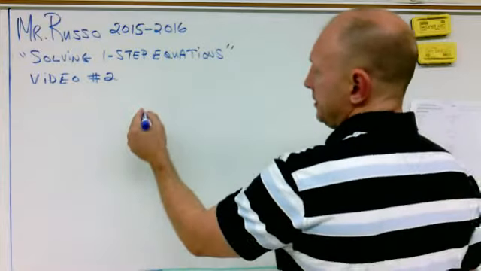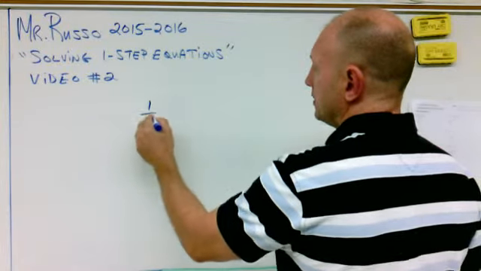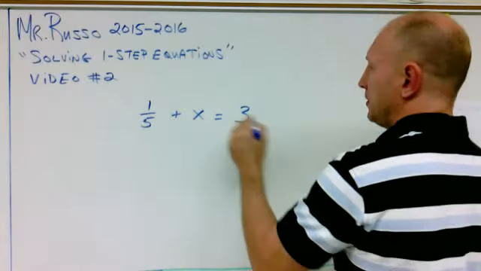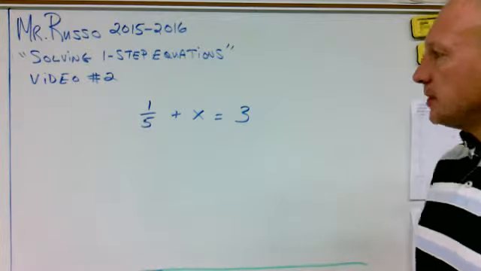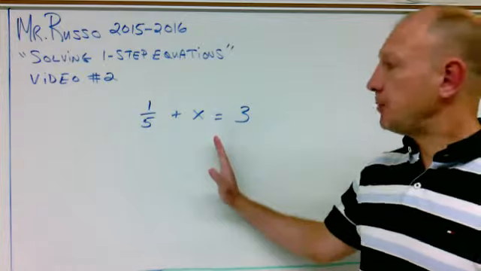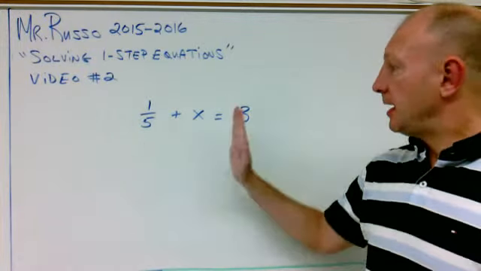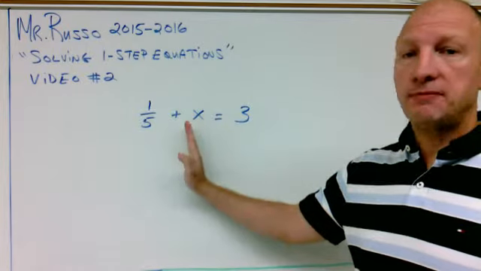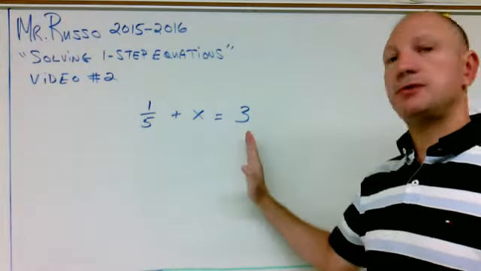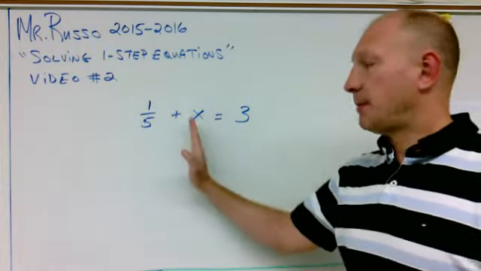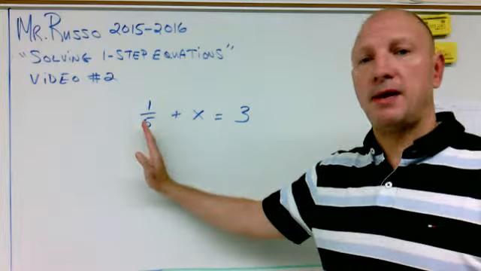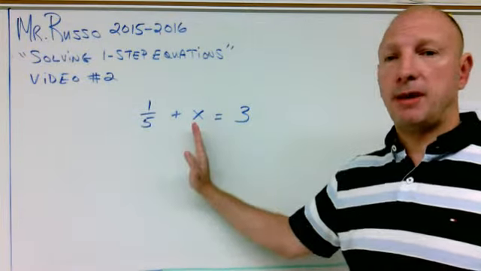Okay, so if I had, let's say, something like 1/5 plus x equals 3. So now I still have a one-step equation, even though I have a fraction here. I look at my equal sign, I find the variable is on the left side, so that means I'm not trying to do something with the 3. If I'm on the left side, I'm trying to do something with the 1/5. I want to get rid of that number in order to get the variable by itself.